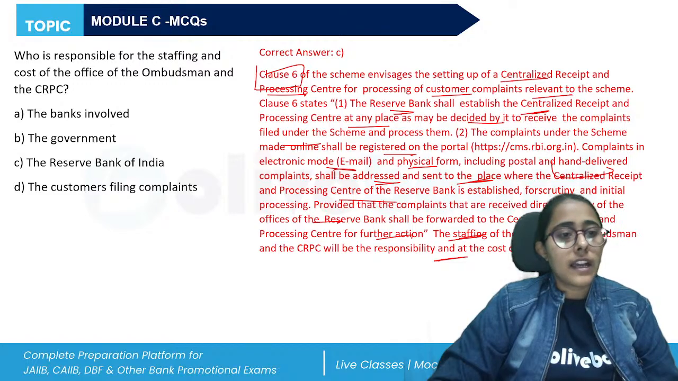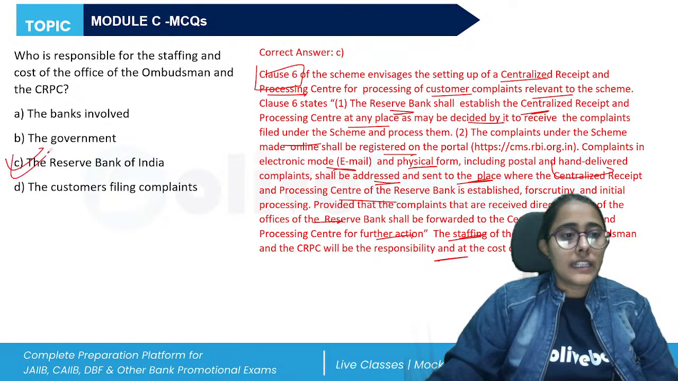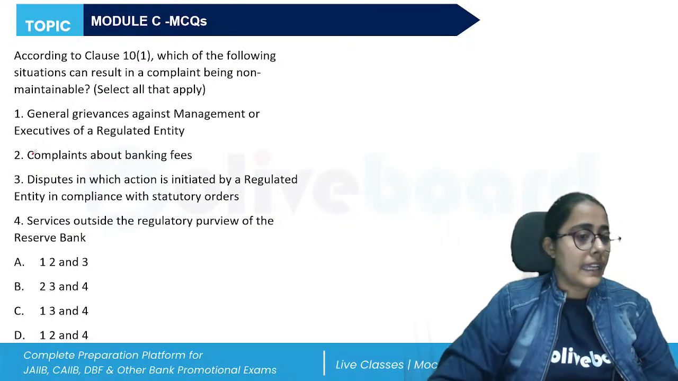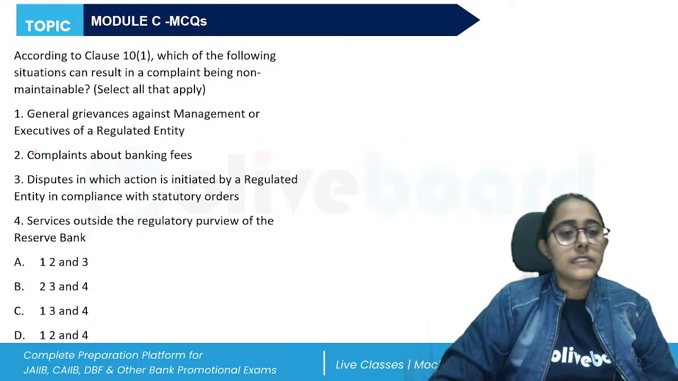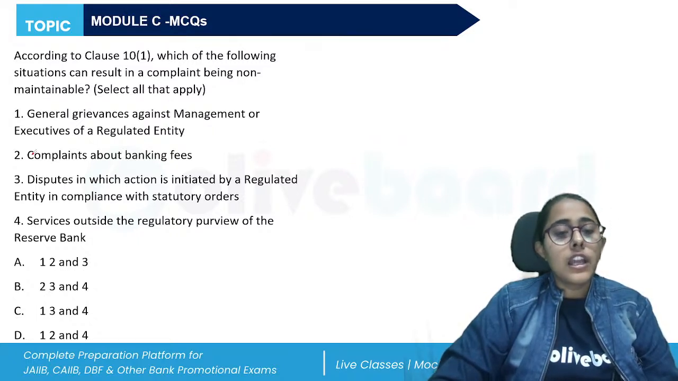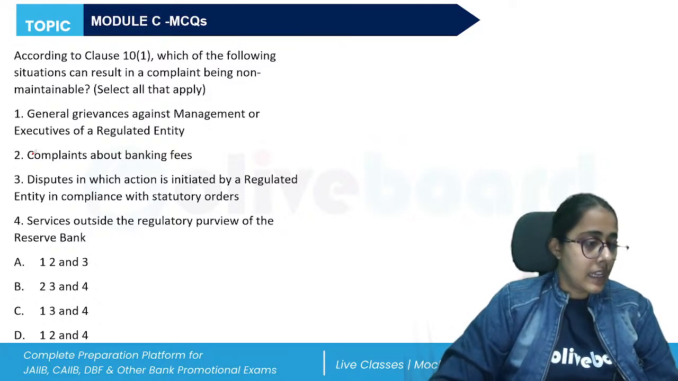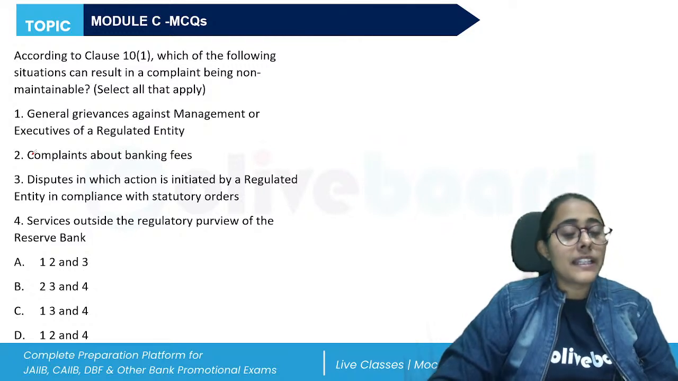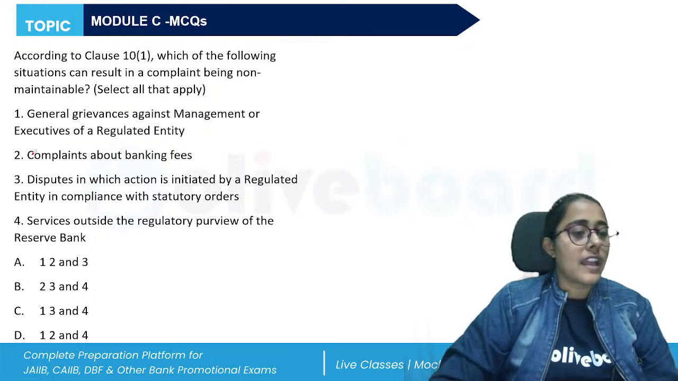Alright, so the correct answer is option C. It is the responsibility of RBI. Clear? Next, according to clause 10 subsection 1, which of the following situations can result in a complaint being not maintainable? So complaints can be declared as non-maintainable, which is given under clause 10. So, which of the following situations can result in such a scenario?